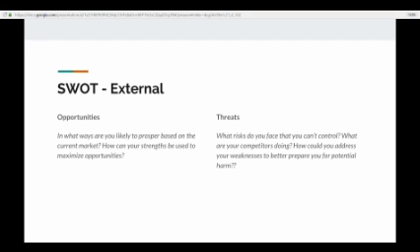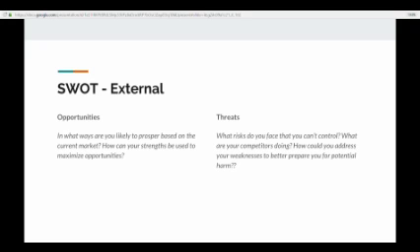And then the external factors are your opportunities and threats. In what ways are you likely to prosper based on the current market? Do you see trends happening in the market that you can take advantage of? How can your strengths be used to maximize those opportunities? Threats are the risks you face that you cannot control. This is very important: threats are things that you can't control. What are your competitors doing, for example? How can you address weaknesses to better prepare you for potential harm?